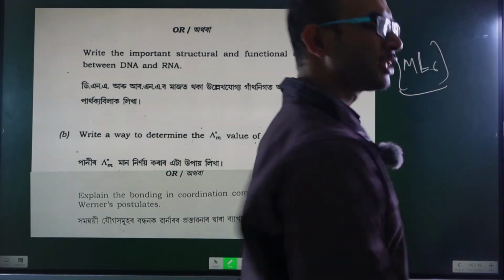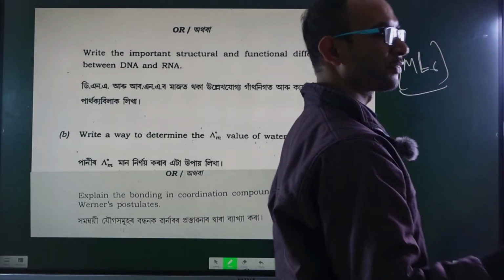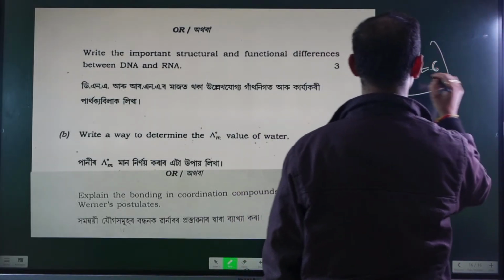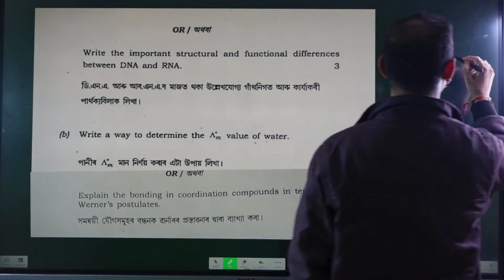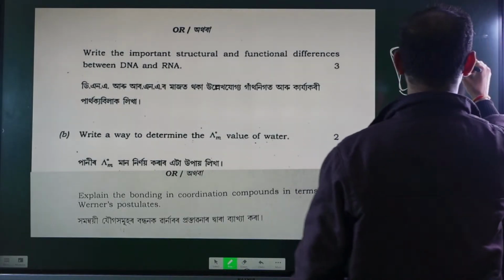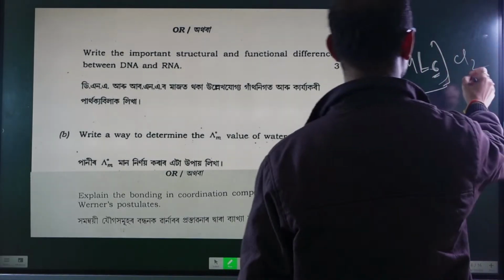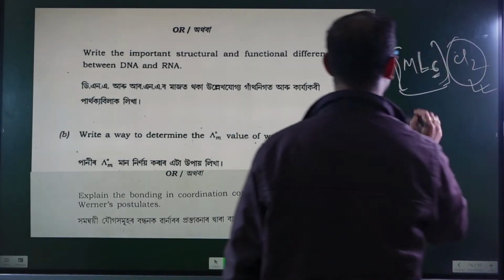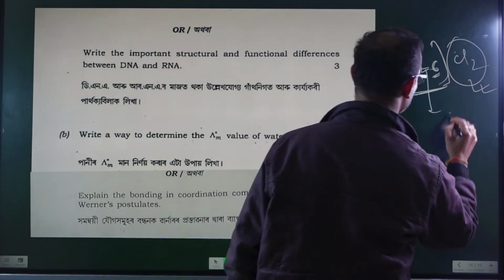A ligand donates one electron pair at a time to the metal. So this is your coordination number. This is the coordination sphere, and outside the coordination sphere is called the ionization sphere. If I write here Cl2, this is the ionization sphere. Inside the coordination sphere, the species are non-ionizable, but those in the ionization sphere are ionizable. Remember.